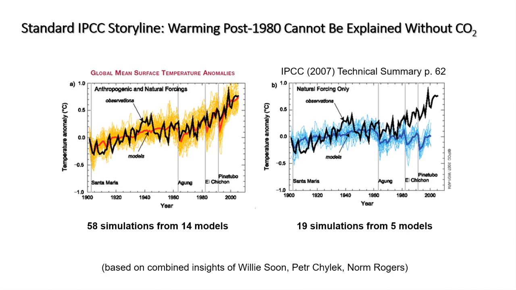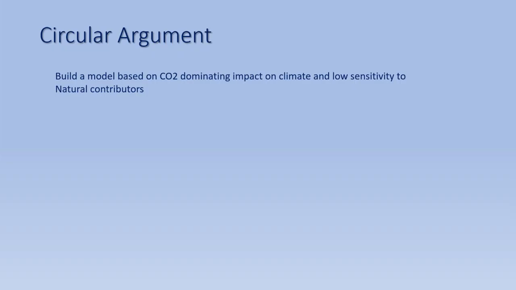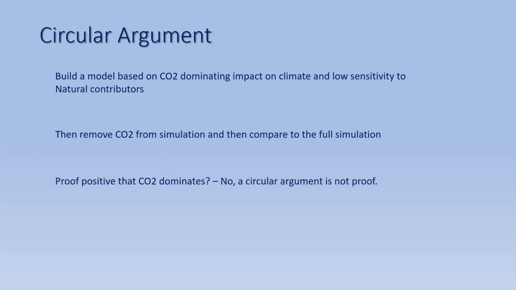So let's dwell for a moment as to why the circular argument is invalid. What is occurring here is that the model is built based on CO2 dominating the climate, and there's a low sensitivity to other natural contributors. They then remove the CO2 from the next simulation and then compare it to the full simulation. So this is provided as proof positive that CO2 dominates. But no, wait a minute. The circular argument is not proof. We're also left with the question about the other natural causes that are assumed to be insignificant.